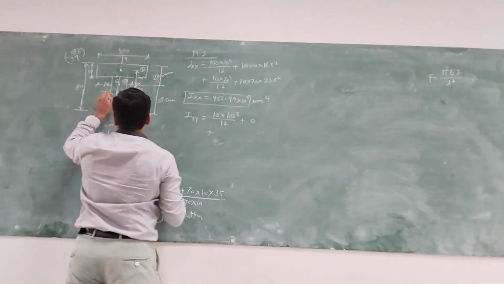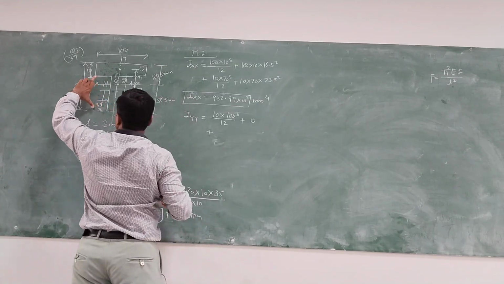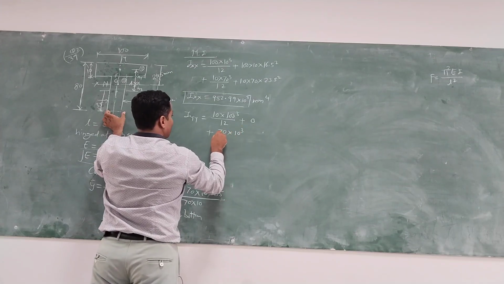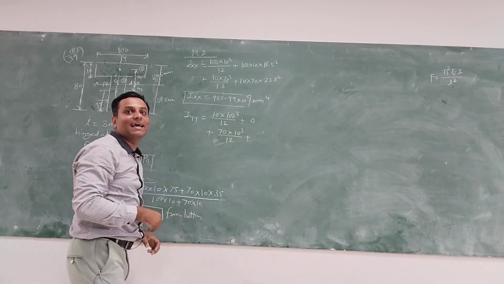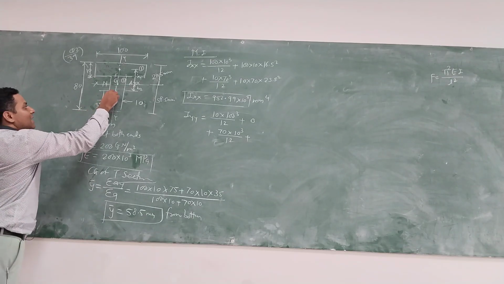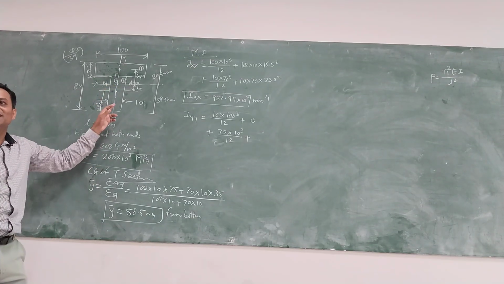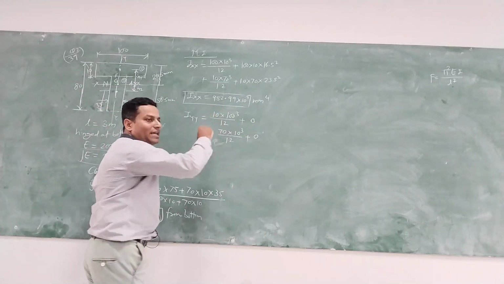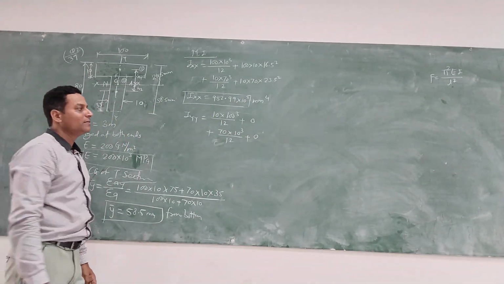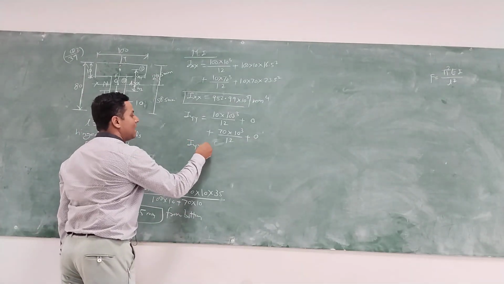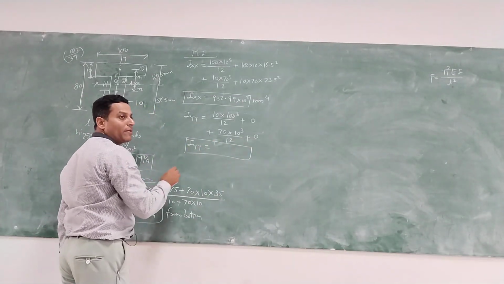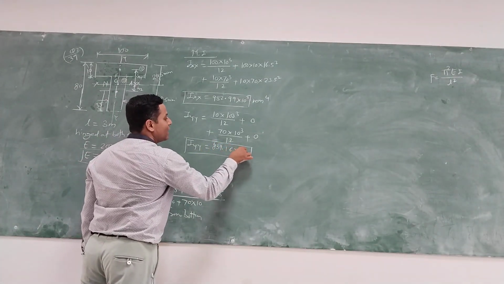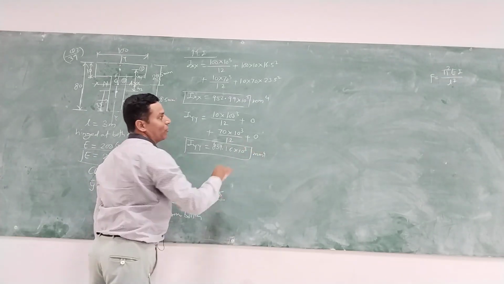Now plus for second, BD cube by 12. Now this is B. B into D cube divided by 12 plus A H square. Now again the CG of the second section is on y-axis. So H is 0. Calculate, you will get Iyy. 839.16 into 10 raised to 3 mm raised to 4.